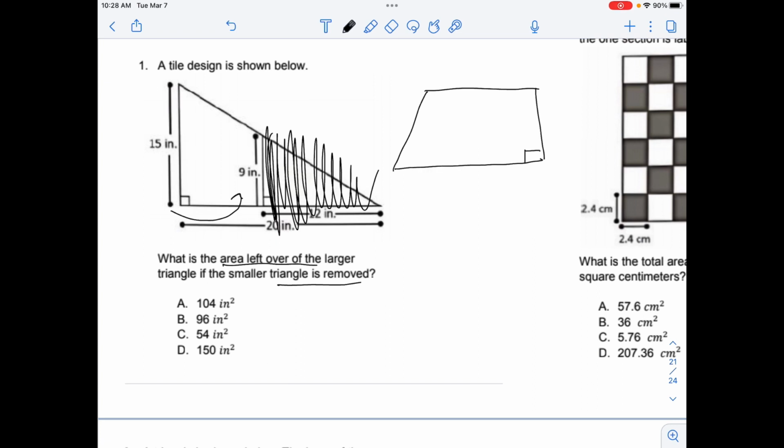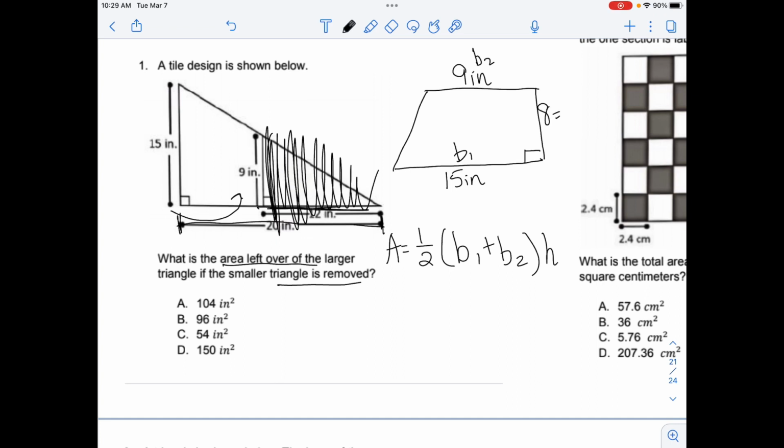So now go look at your formula for a trapezoid and write it down. A equals 1/2 base 1 plus base 2 times your height. Since I rotated it, 9 inches is over here and 15 inches is right here. So let's label this: this would be base 1 and this would be base 2. Now we need to find our height. From here to here it was 12. The total from here to here was 20, so I'm going to subtract. I have 20 minus 12, which gives me a height of 8 inches.